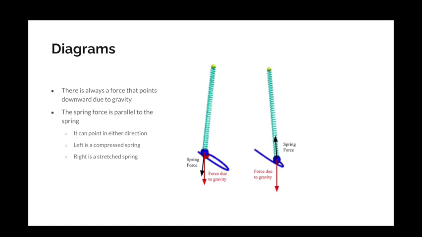So for our diagrams of the spring, I have two diagrams here. The one on the left is for a spring that is compressed, and the one on the right is for a stretched spring. We can see that there's always going to be a force that points downward due to gravity, and that the spring force is going to be parallel to the spring. So for the compressed spring, it's going to point down, and for the stretched spring, it's going to point up.